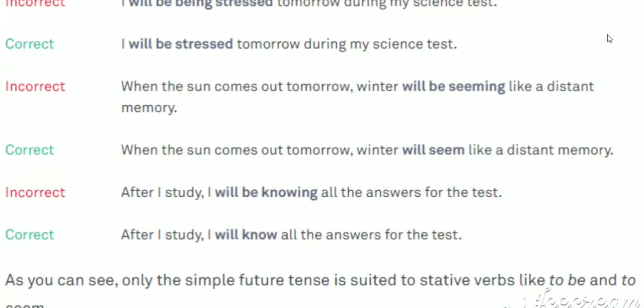So we have here some examples, in the incorrect form of using it and also in the correct form of using it. The first one is, I will be being stressed tomorrow during my science test. That is the incorrect form. And the correct form is, I will be stressed tomorrow during my science test. The next one in the incorrect form is, when the sun comes out tomorrow, winter will be seeming like a distant memory. But the correct form is, when the sun comes out tomorrow, winter will seem like a distant memory. The next one in the incorrect form is, after I study, I will be knowing all the answers for the test. But the correct one is, after I study, I will know all the answers for the test. And as you can see, only the simple future tense is suited to stative verbs, like to be and to seem.